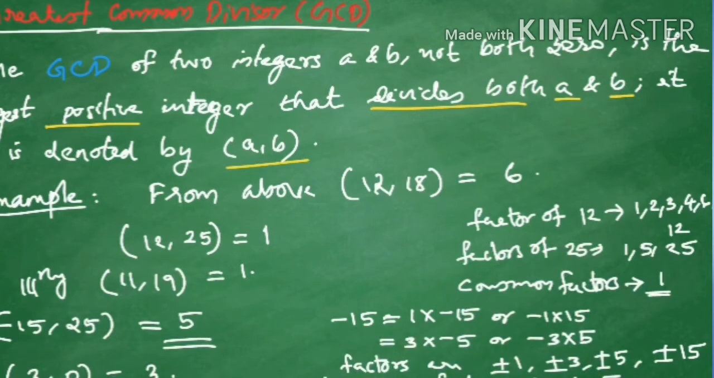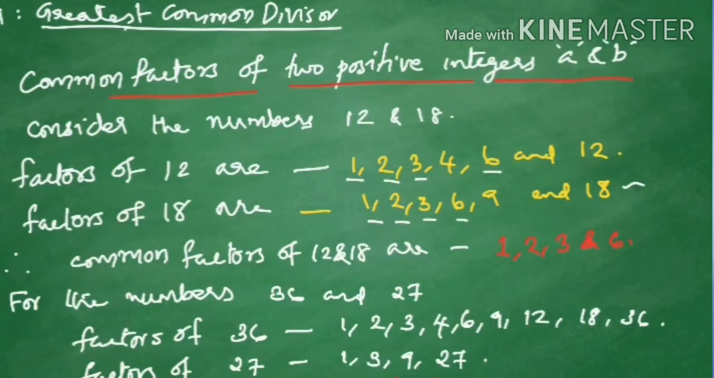From the example we already discussed, we found that the common factors or common divisors of 12 and 18 were 1, 2, 3 and 6. Of these, the greatest one is 6. So we can say that the GCD of 12 and 18 is 6. Similarly, for 36 and 27, the greatest common divisor is 9. So the GCD of 36 and 27 is 9.